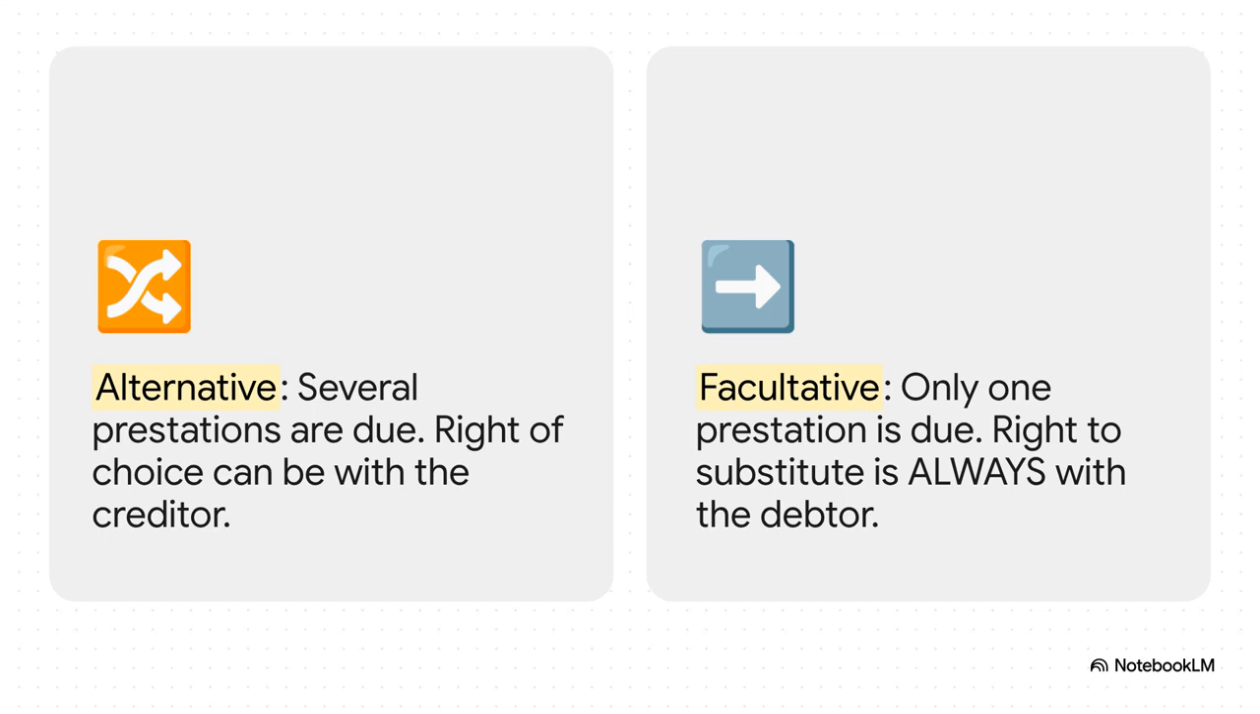Let's look at this showdown side by side. Alternative obligations start with several things being due. Facultative, it starts with just one. In an alternative obligation, that right of choice can sometimes be given to the creditor, but in a facultative one, that right to substitute is always with the debtor. Seeing them like this makes it so much easier to tell them apart in a flash.